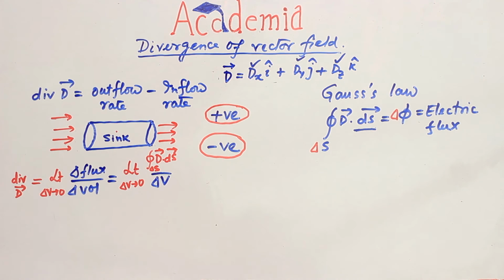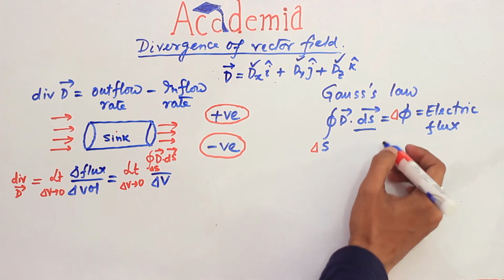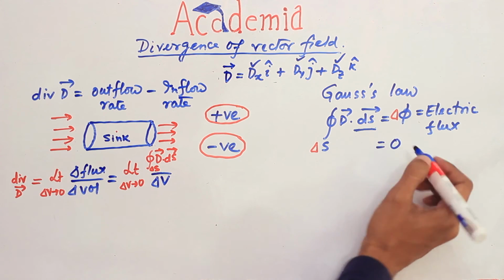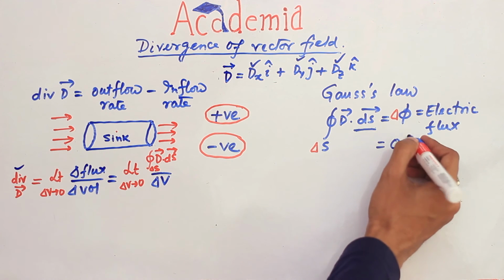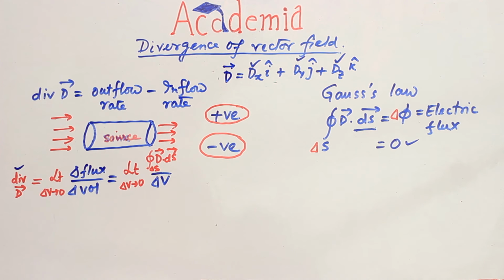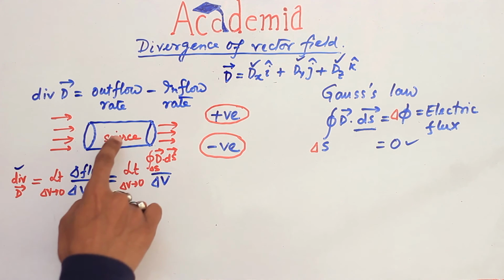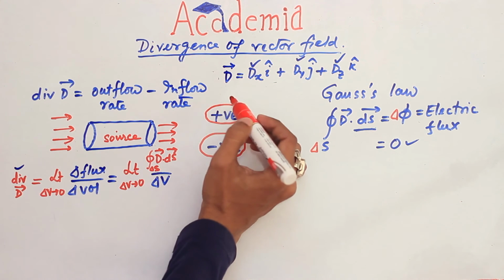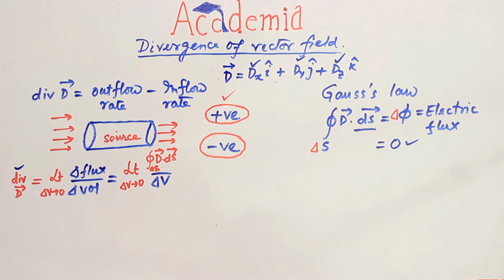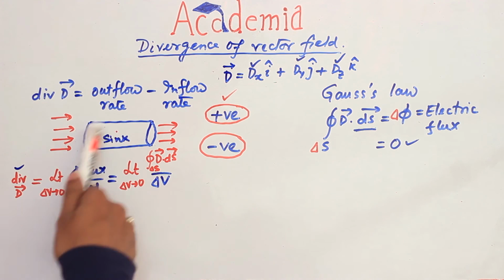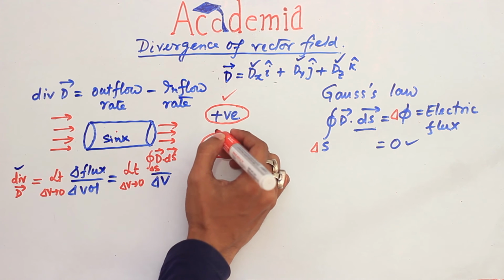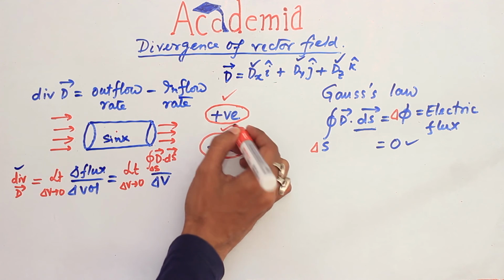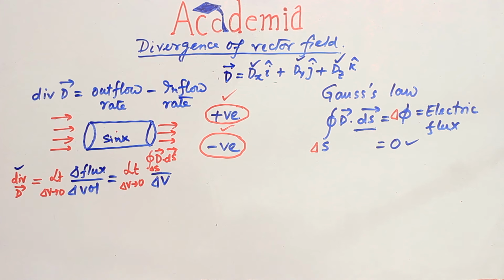So if there is no source or sink within this pipe, then the closed integration of D dot ds over the small surface del s has to be 0. Then divergence of D will be equal to 0. If there is source, then this integration will have a positive value, so divergence of D will be positive. If there is sink, then this closed integration of D dot ds will have a negative value. Then divergence of D will be negative.